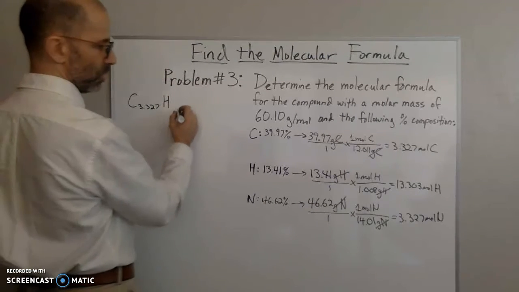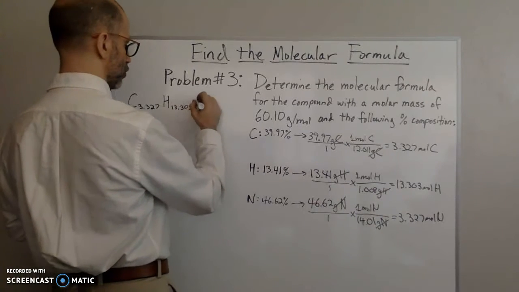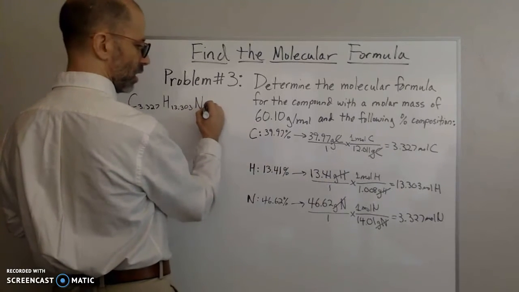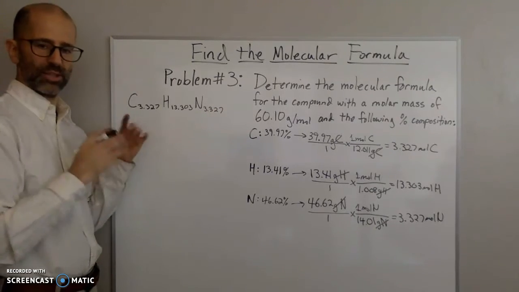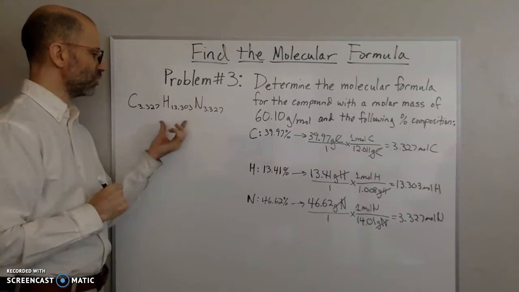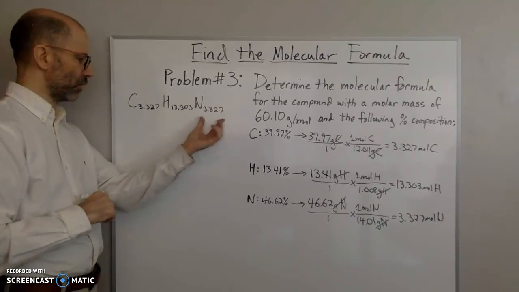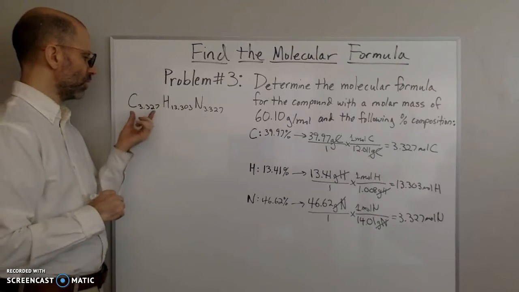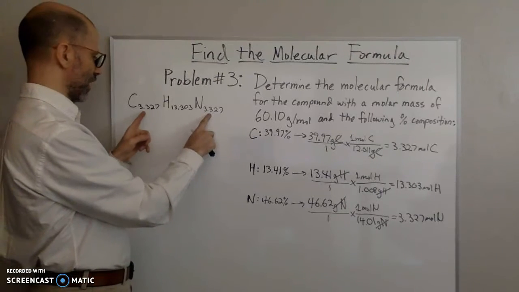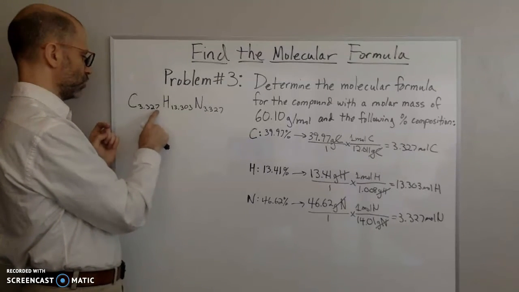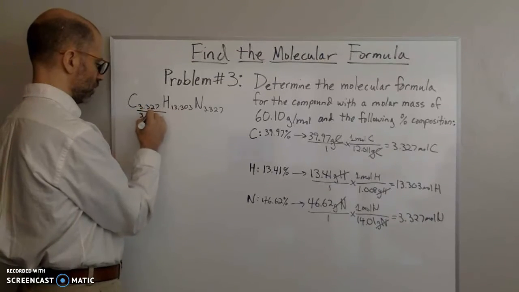Hydrogen is going to be 13.303, and then nitrogen is going to be 3.327. So now I have the moles in my pseudo formula. I can't keep it this way, so now I need to find the ratio between these. So I'm going to divide by the smallest one. And it looks like the smallest one is the same for both of these, 3.327. So I'm going to divide everything by 3.327.